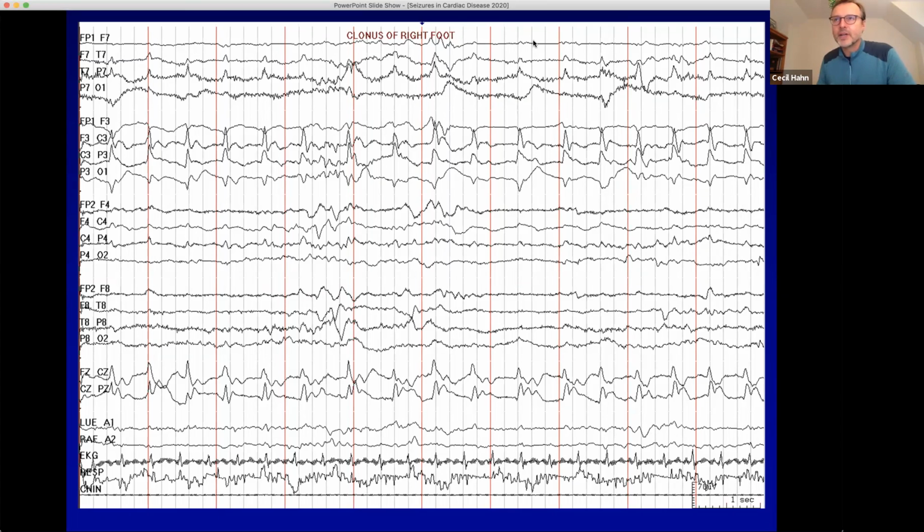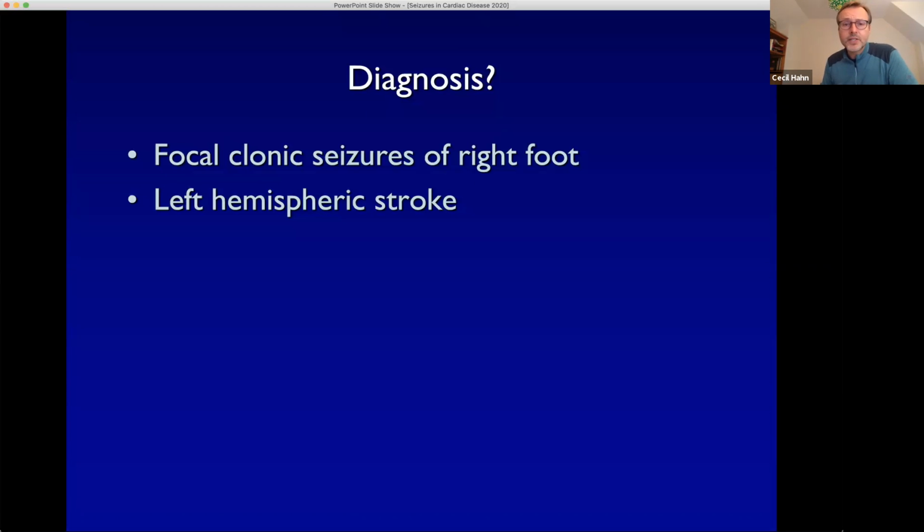And you'll notice that at this point in time, somebody has typed in clonus of the right foot. So this corresponds to that movement that you saw. And you can see there is abnormal rhythmic activity coming from the left central part of the brain, which is where you would expect it because that part of the brain controls the right side of the body. If you look at the frequency of these spikes, it is just less than 1 per second, or a little bit faster than 1 per second. So here's one, here's another, here's another. So between 1 and 2 of these jerks per second. So that fits. So this child had focal clonic seizures of the right foot caused by a left hemispheric stroke.